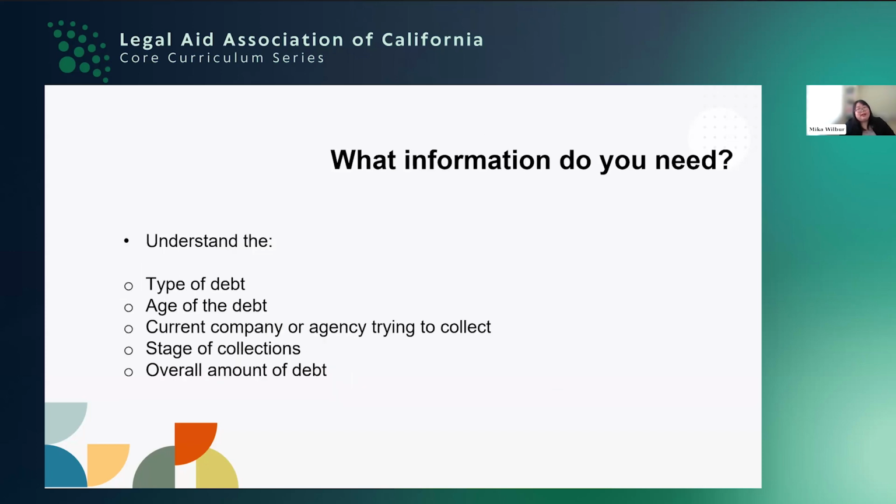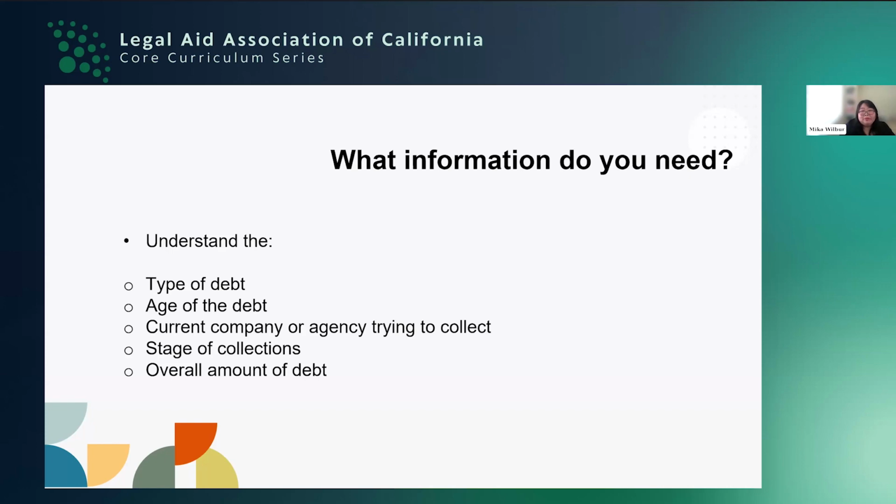All right, and then we're going to switch gears and talk about what information you generally want to gather when you're trying to evaluate whether this is something you want to send to a consumer attorney, or just, in general, whether this is something we can do something with. You want to understand the type of the debt, the age of the debt, the current company or agency trying to collect, the stage of collections, and the overall amount.